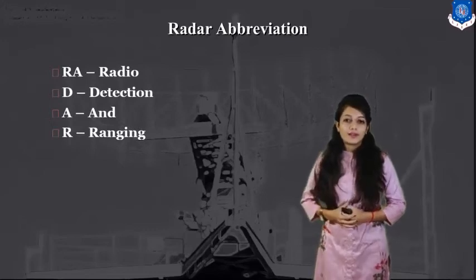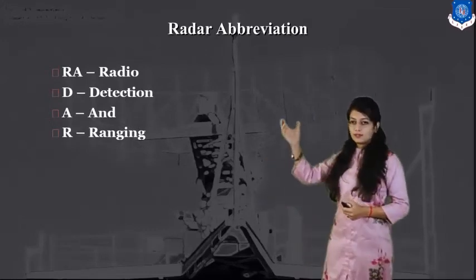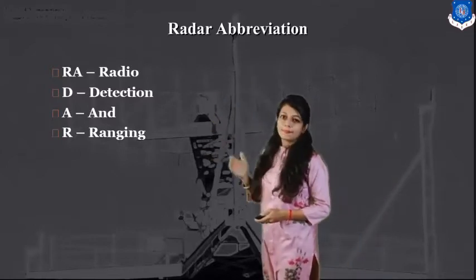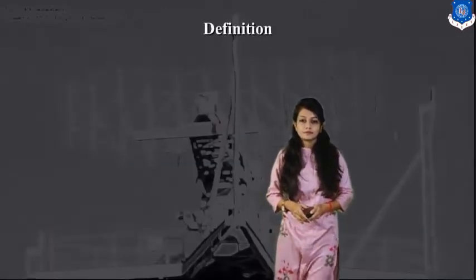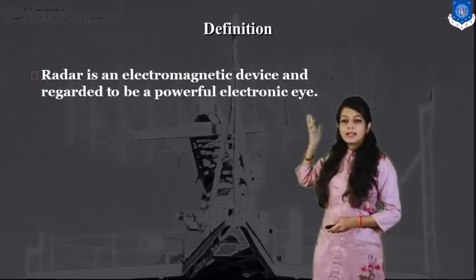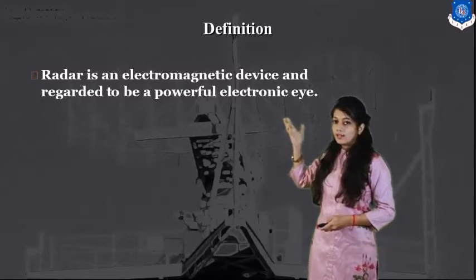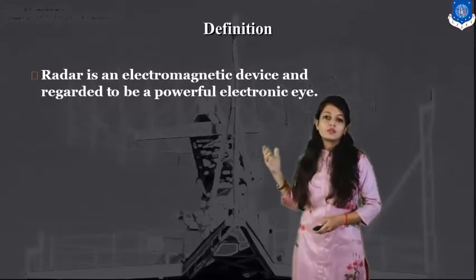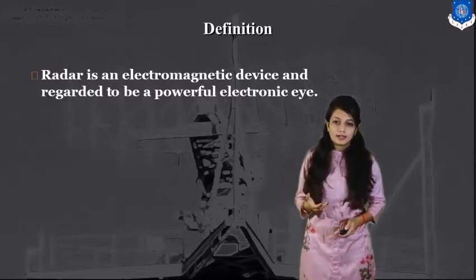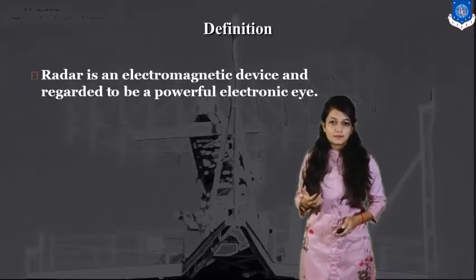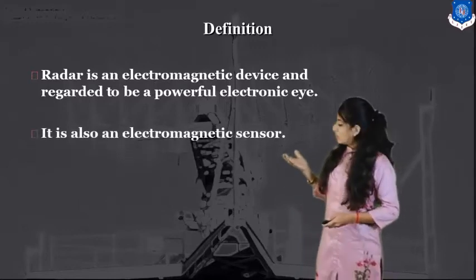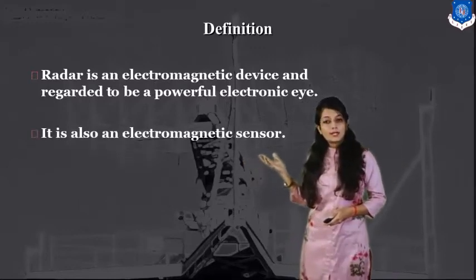Now, what is the full form of radar? Radar is nothing but radio detection and ranging. So, what do you mean by radar? Radar is nothing but an electromagnetic device which is regarded as a powerful electronic eye. That means we are going to locate and detect a target in the presence of fixed targets. It can be a moving target or a fixed target, right? So we can see that it is also an electromagnetic sensor.